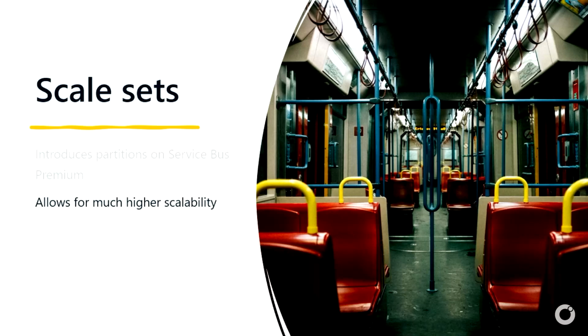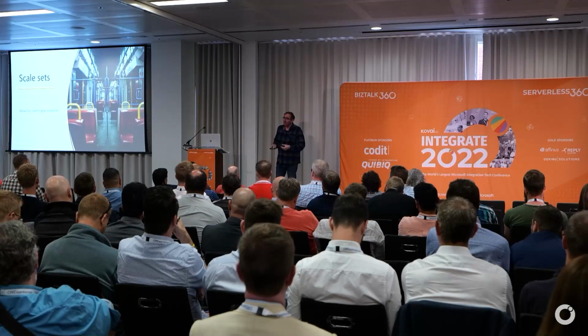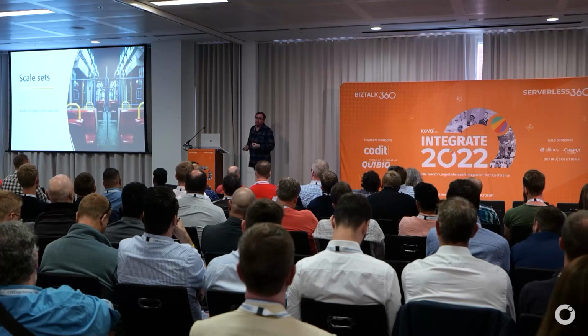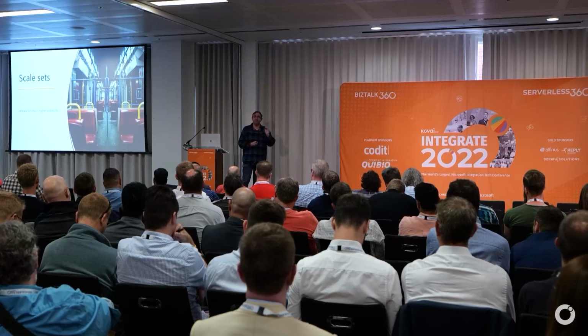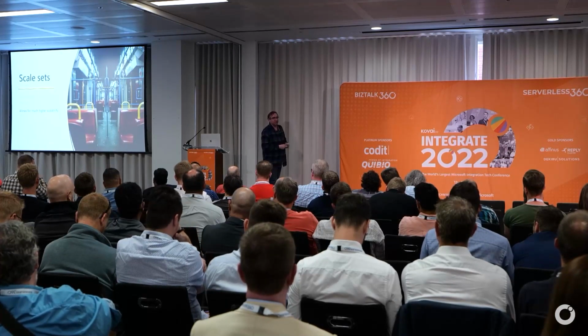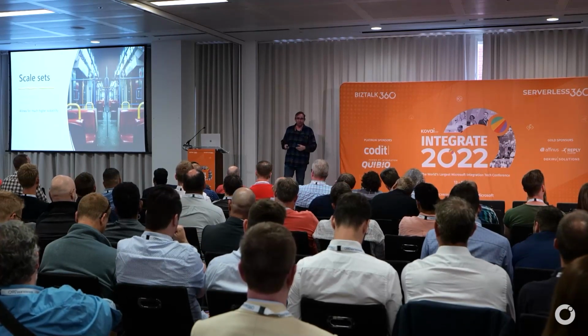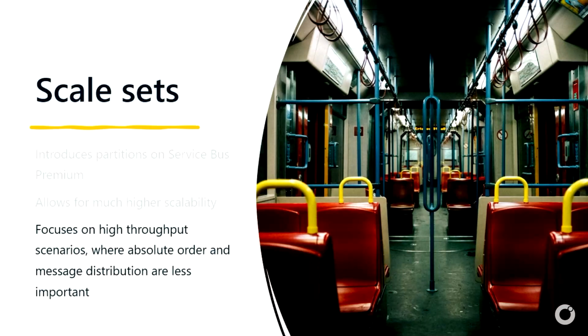So currently you can go up to 16 messaging units, where each messaging unit you can get up to like 4 megabytes per second or something like that. So you can calculate what is maximum throughput. But we have customers that are saying, well, we are running into the limits on this, but we need that single namespace because these messages actually belong together. So what scale sets will allow you to do is go up to 256 messaging units. So 16 partitions times 16 messaging units. So that will give you quite a bit more throughput.